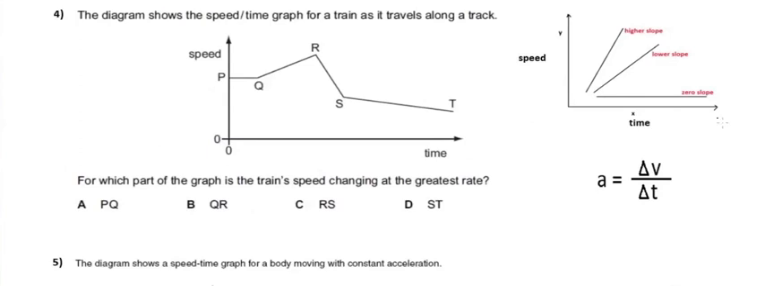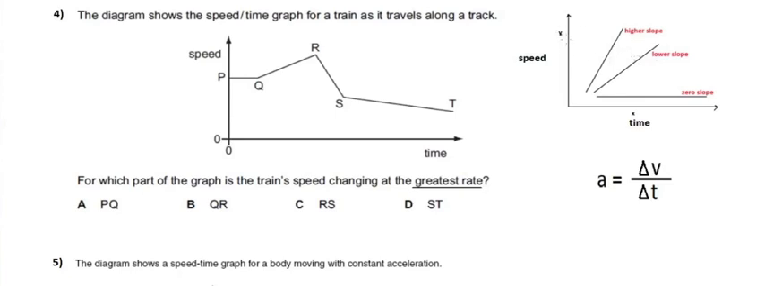Here, question number 4. The diagram shows the speed time graph for a train as it travels along the track, and which part of the graph is the train speed changing at the greatest rate. So in this case, they are asking for the greatest rate, that means the highest acceleration. Okay, we know the acceleration is nothing but the rate of change of the speed, and this slide image I have given here for the reference.